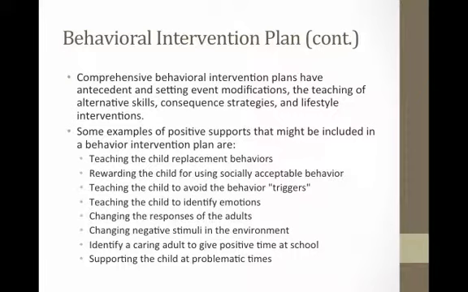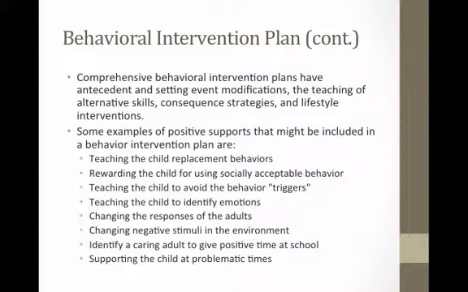Comprehensive behavior intervention plans have antecedent and setting event modifications, the teaching of alternative skills, consequence strategies, and lifestyle interventions. And then some examples of positive supports that might be included for your BIP are teaching the child replacement behaviors. So if a child is acting out, you can show them what happens if they behave properly instead.